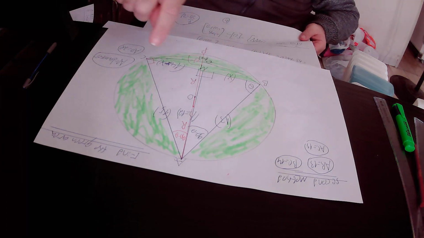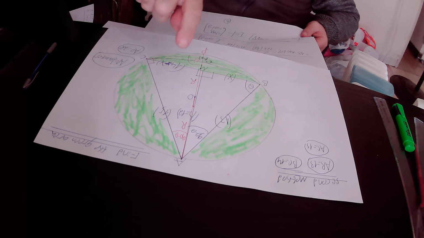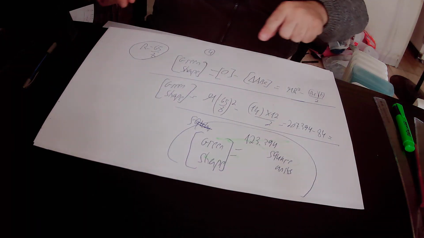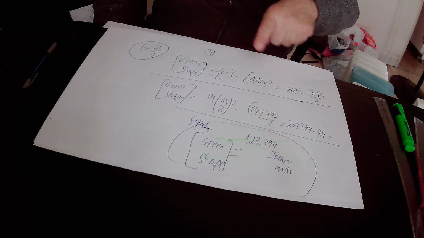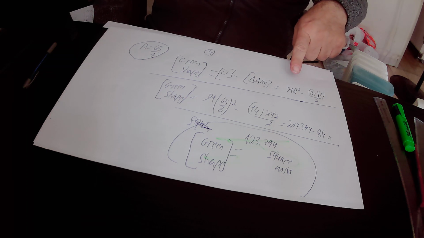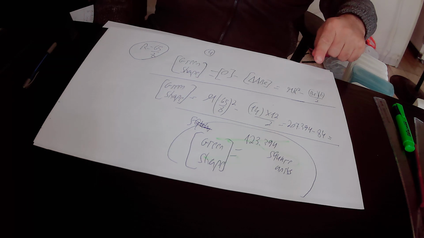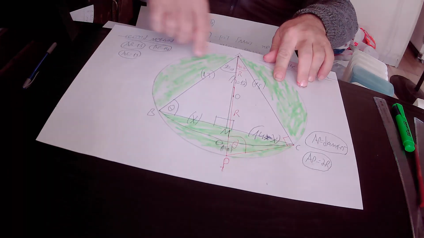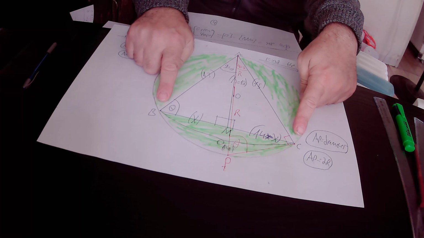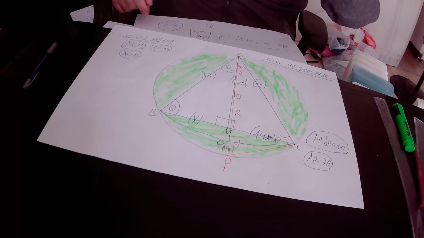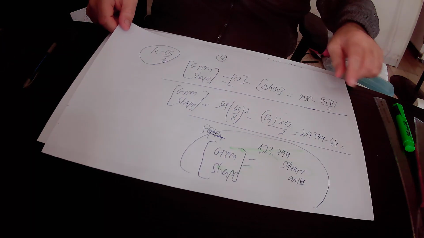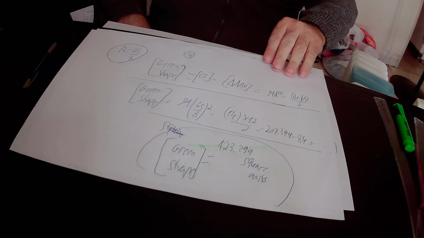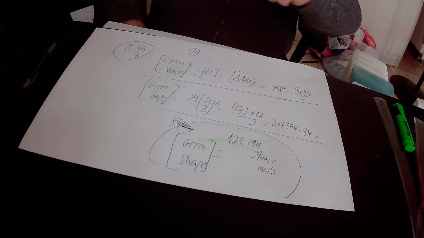From the drawing it is very easy to see that the area of this green shape equals the area of the circle minus the area of triangle ABC. The area of the circle is pi R squared. The area of triangle ABC equals the base BC times the height to the base, that is h, over 2. So the area of the green shape equals the area of the circle, pi R squared, minus the area of triangle ABC.